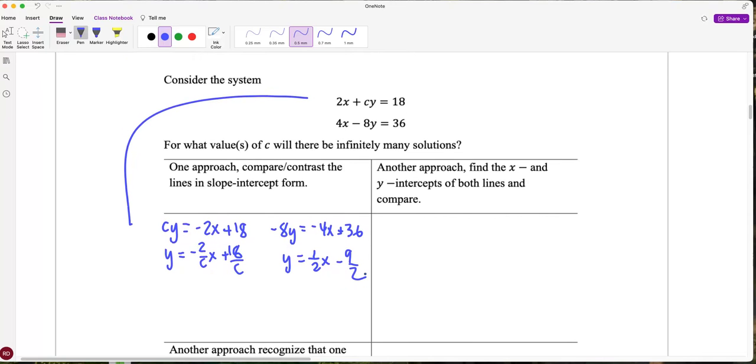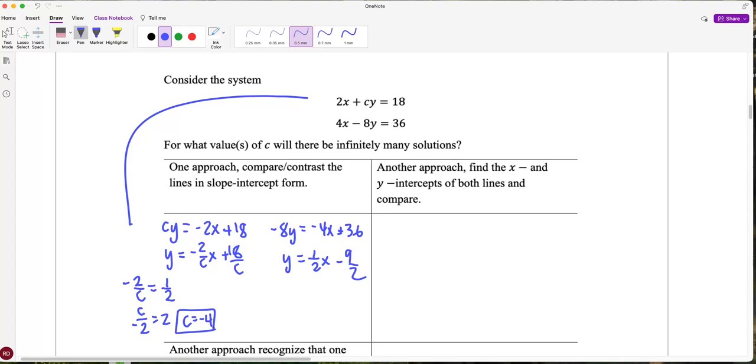Now, if there are infinitely many solutions, then what has to happen? The slopes have to match and the y-intercepts have to match. So negative 2 over c has to equal 1/2. If I reciprocate both of those, c over negative 2 has to equal 2. Multiply both sides by negative 2. c has to equal negative 4. The other thing that has to happen is that the y-intercepts have to be identical, and that would happen. 18 over negative 4 is negative 9/2.